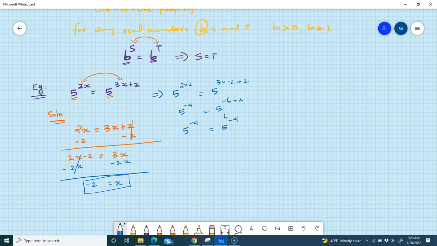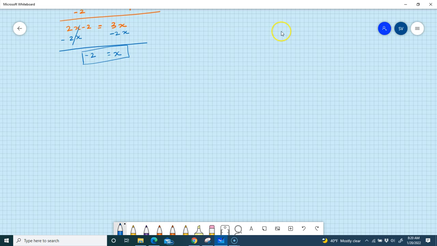Okay, let me show you one more example that will give you more sense of using this kind of property. So let me write another example.